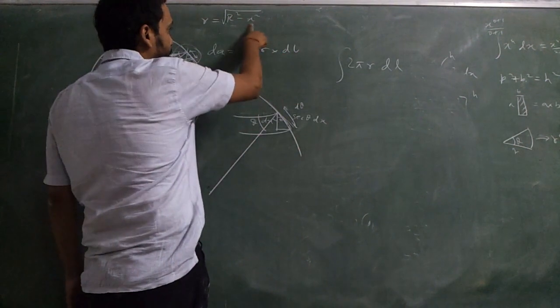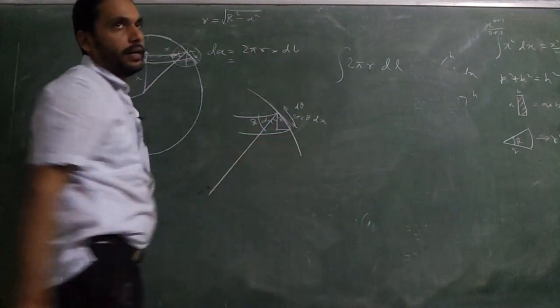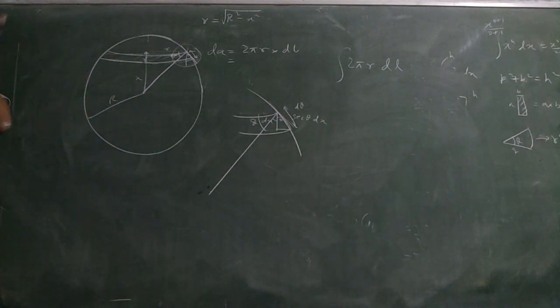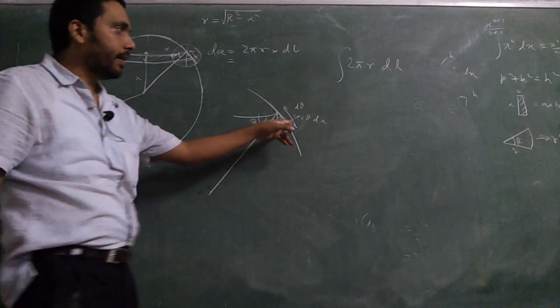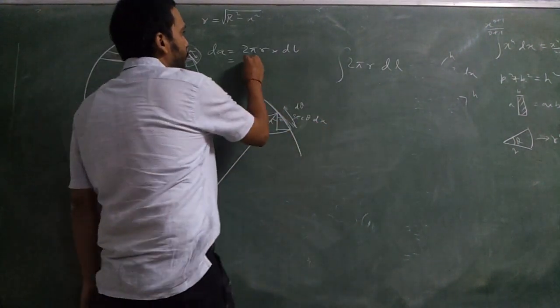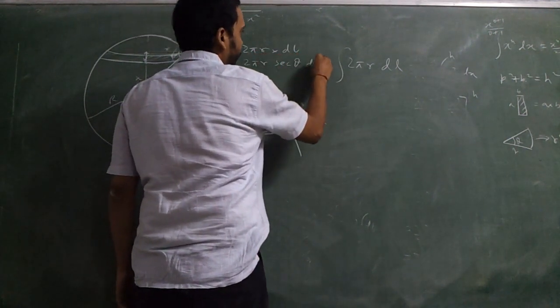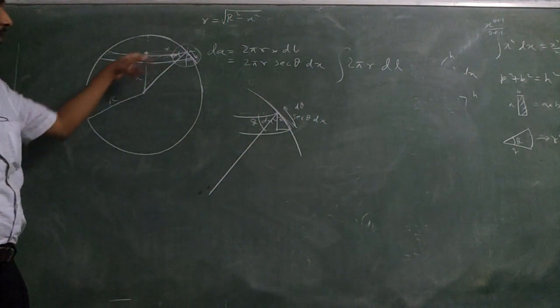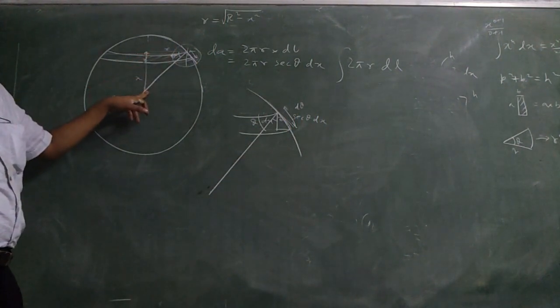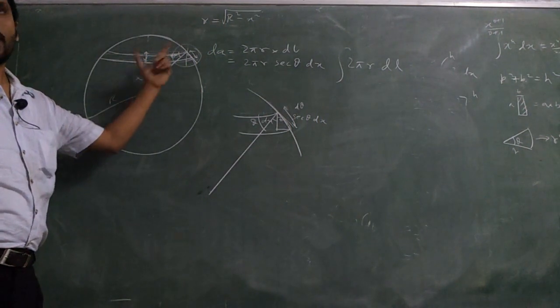So I wrote r as under root of R square minus x square. I'm not going to write it because it becomes big, I'll leave it like that. And what is your dl? dl is sec theta dx. Now 2 pi r secant theta dx. What is secant theta in this triangle? Secant theta is R divided by small r, or not?